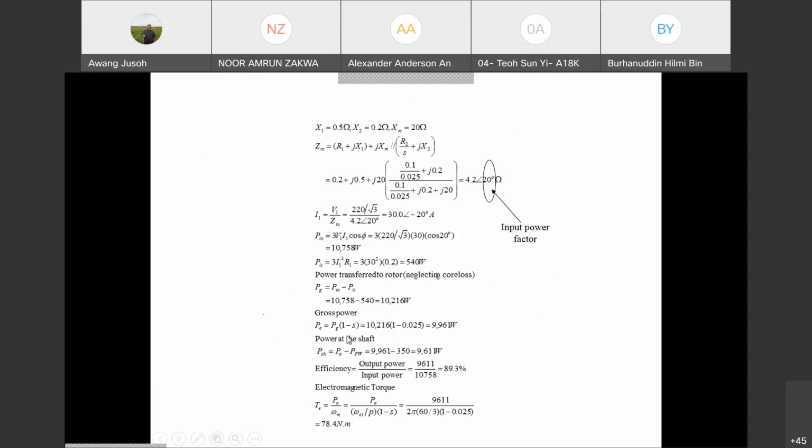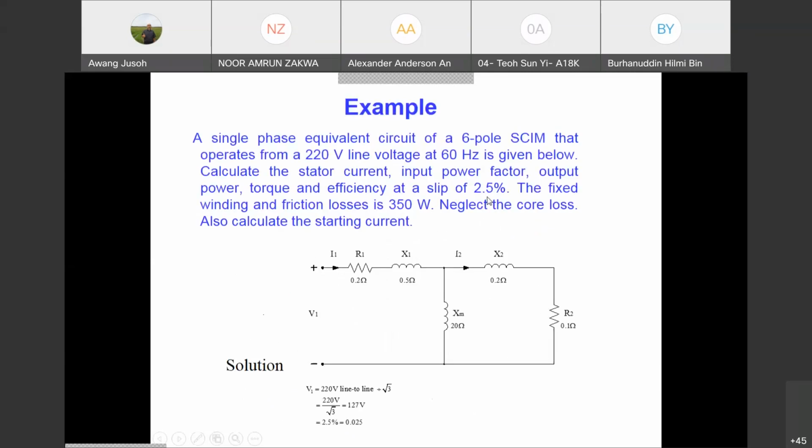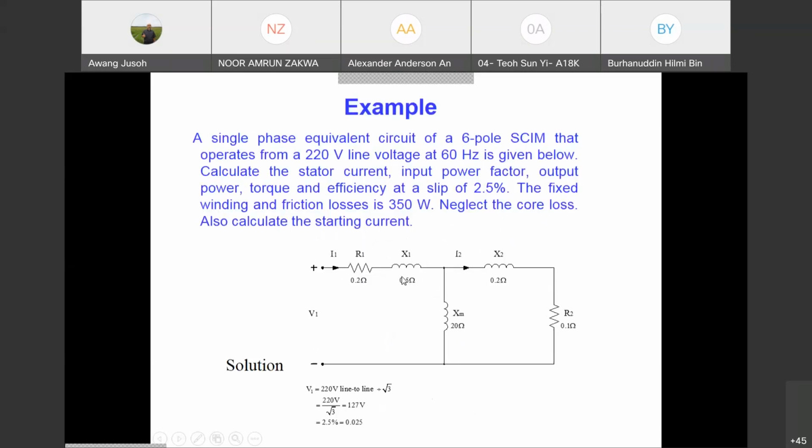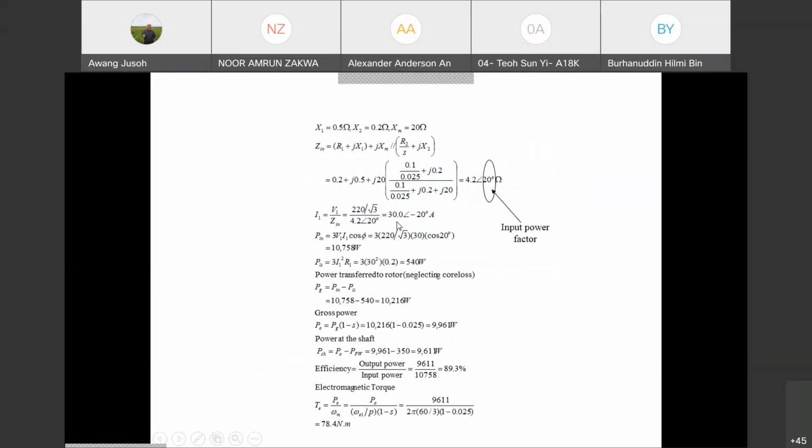At slip 2.5%, this is the torque produced by the machine, and this is the power produced by the machine. Now the last question: what happens at starting? They ask you to calculate the starting current. At slip 2.5%, the current just now was 30 ampere only. At low slip, you get 30 ampere.